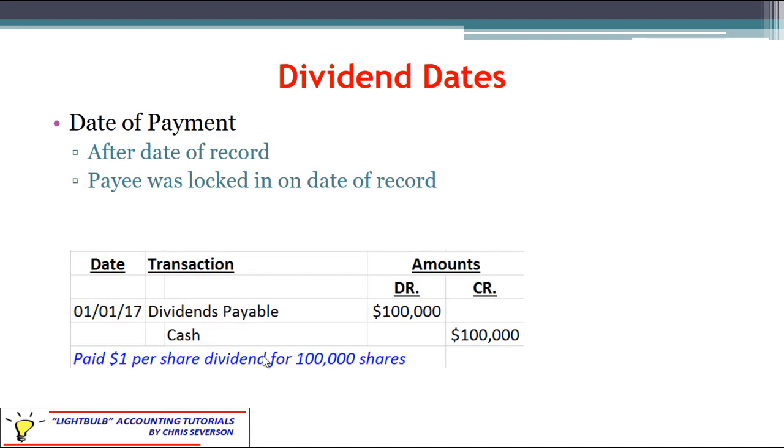But on the date of payment, now keep in mind this has to come after the date of record, so by the day you pay it, you already know who is going to be issued the dividend. The payee was locked in on that date of record. Here we're going to be debiting dividends payable for the $100,000 to reduce this liability, and we're finally going to credit cash to pay it off.